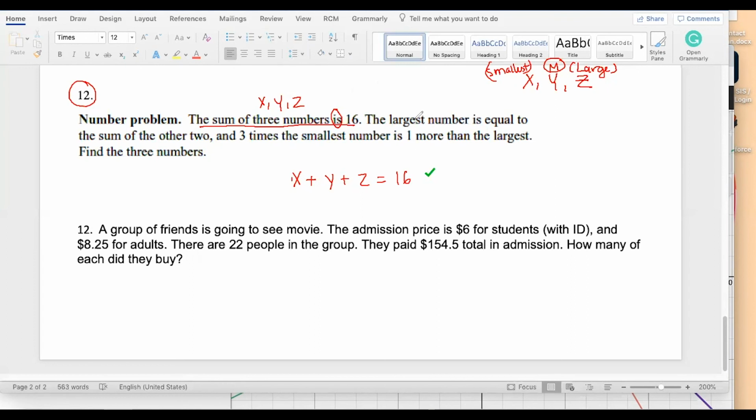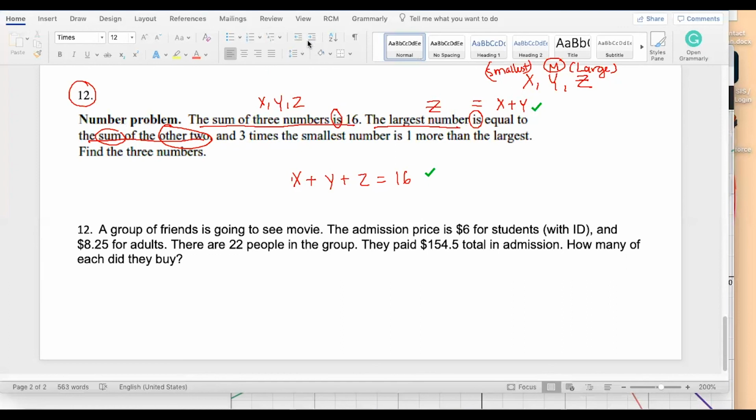And so I'm going to take the next sentence as it reads: the largest number, so Z, is equal to the sum of the other 2. So Z equals X plus Y. How did you get X plus Y? Because that is the other 2, and it says sum, which means add. Exactly. The other 2, not Z, are going to be X and Y, and for sum we add. Perfectly well said. Here we go. Got the second equation.